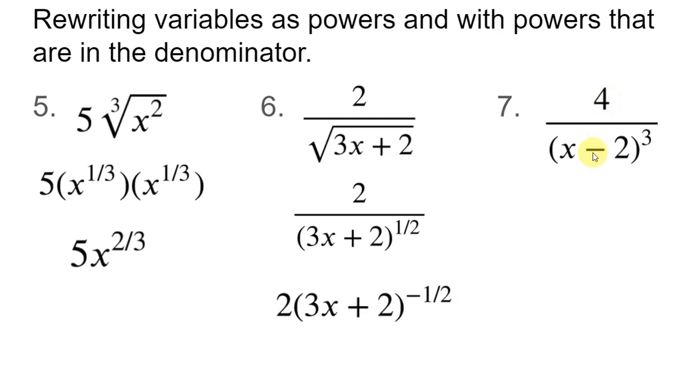In this one, what we've got is a cubed binomial down here in the denominator, and I want to move it up. So it's going to be 4 times (x - 2) to the negative 3rd power.